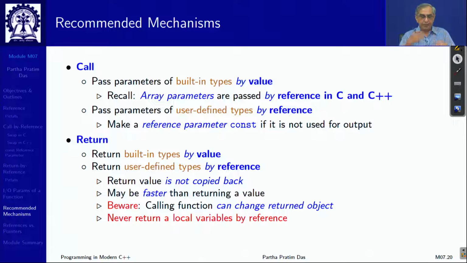Right? Same thing happens in C++, but any parameter which is of user defined type, pass it by reference, because you can avoid unnecessary copy of big objects by passing by reference, which is not possible if you pass by value. Similarly, for return, if you are returning built-in types, do it by value. If you are returning user defined types, do it by reference, and the reference value is not copied back, so it is faster. But remember that the calling function, the caller, can now change the returned object. So, you have to be careful about that and never return, as I showed, any local variable by reference.